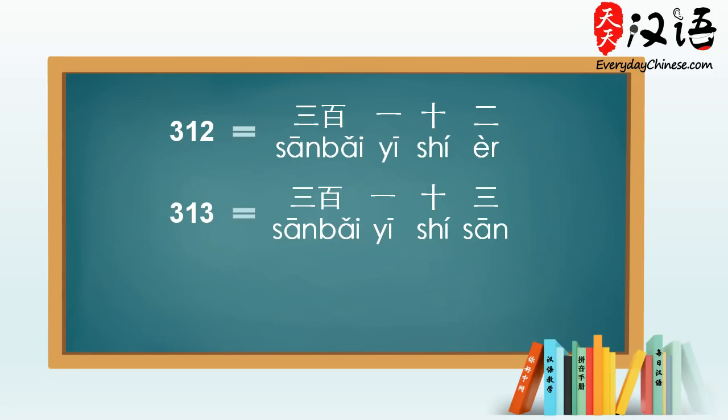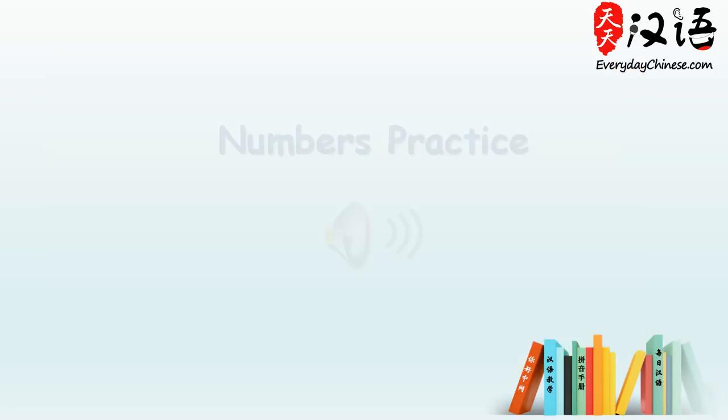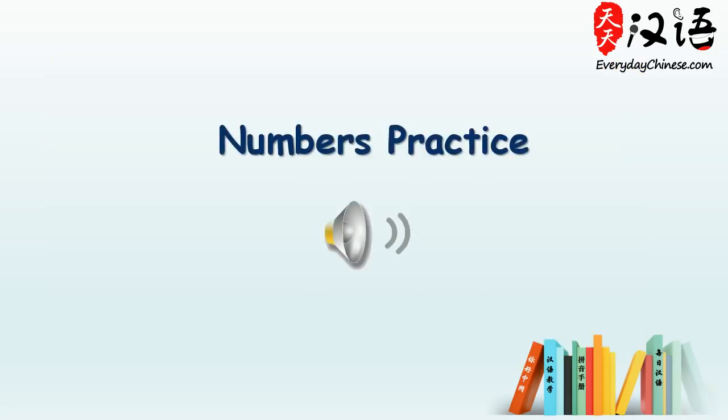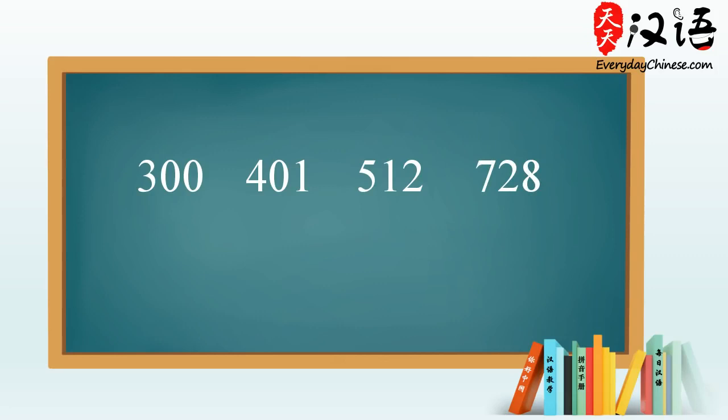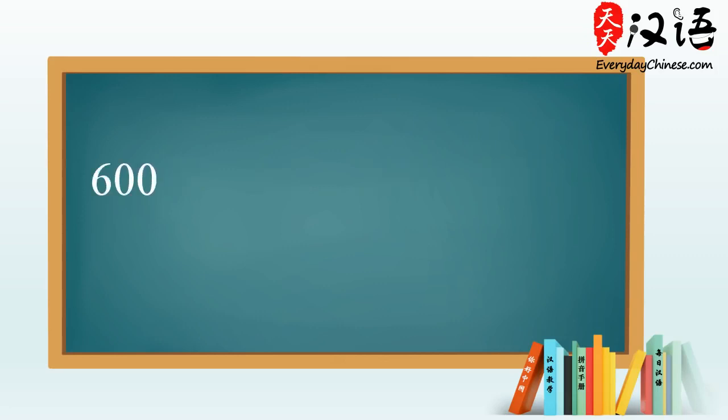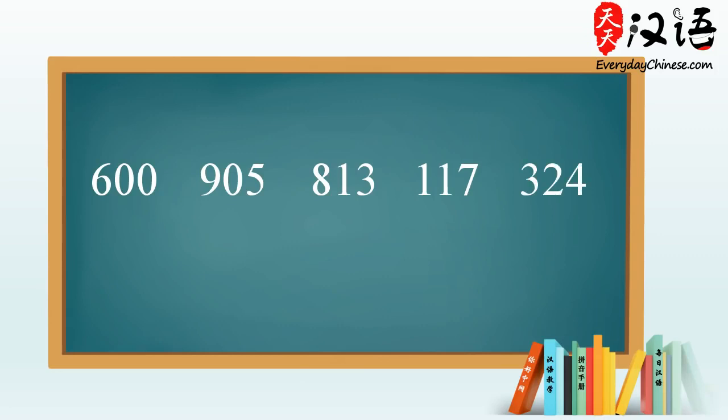All right, let's listen to the following numbers and see if you can catch them. 三百, 四百零一, 五百一十二, 七百二十八, 六百, 九百零五, 八百一十三, 一百一十七, 三百二十四. That's all for today's hundreds.